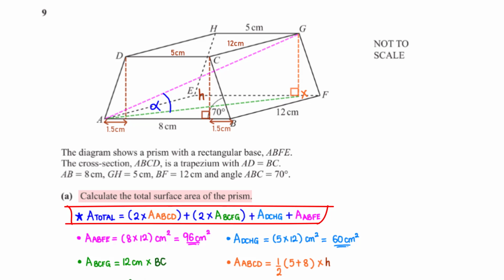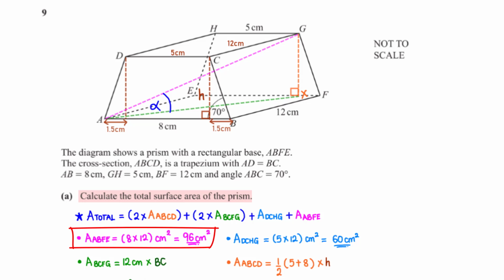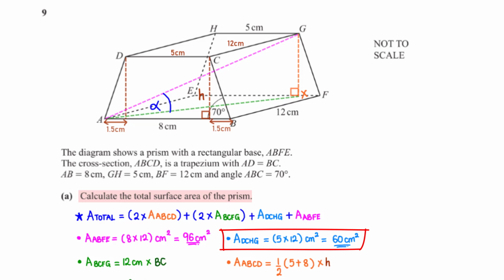The area of ABCD is the same as the area of EFGH, so we multiply this area by 2. The area of BCFG is the same as ADHE, so we also multiply this area by 2. We already have the length and width of rectangle ABFE, and so its area will be 8 times 12 centimeters squared, which is equal to 96 centimeters squared. The area of DCHG is 5 times 12 centimeters squared, which is equal to 60 centimeters squared.